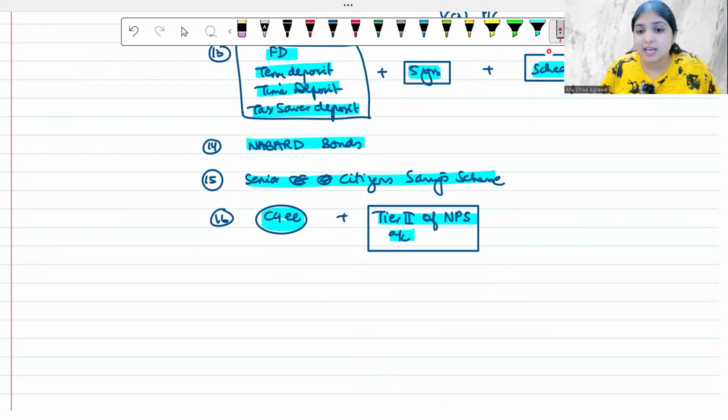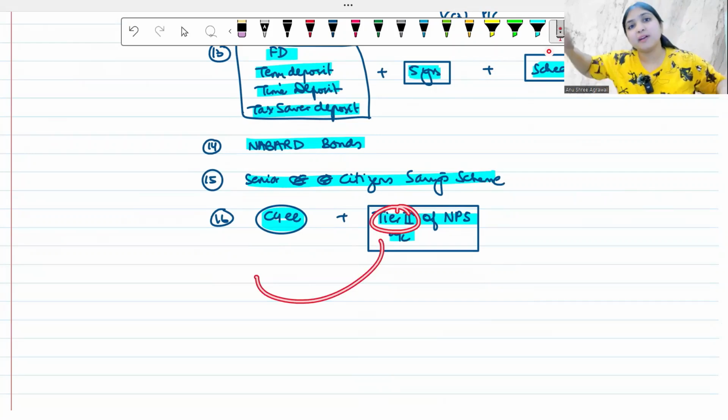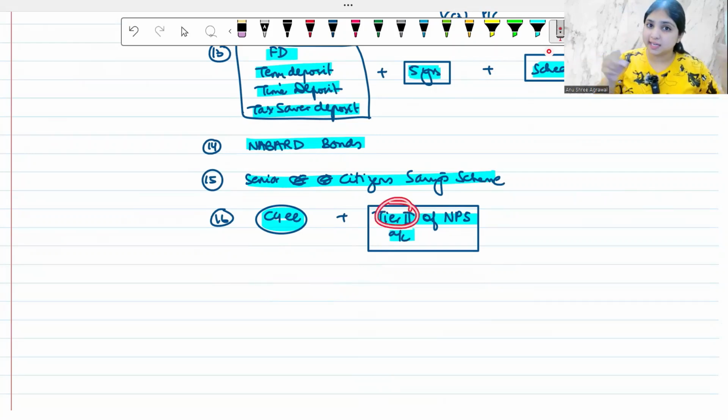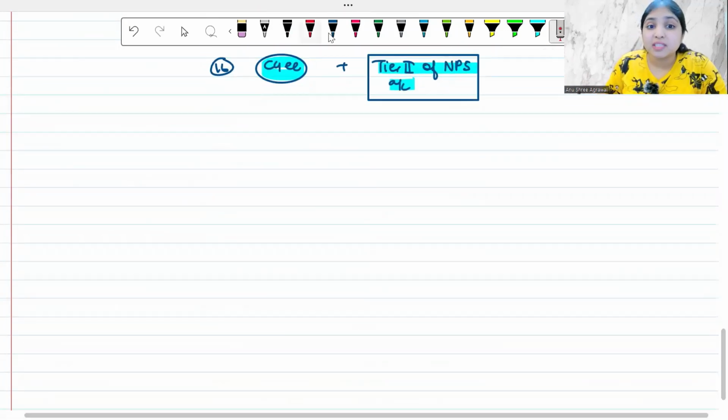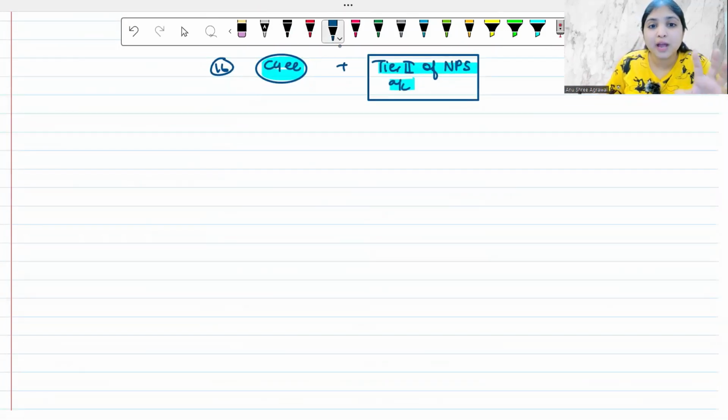See, NPS is National Pension Scheme. This has Tier 1 account and Tier 2 account. The Tier 1 account goes to 80CCD, which we will be discussing a little later. Tier 2 comes under 80C. Tier 1 80CCD, Tier 2 80C, but Tier 2 is only for central government employees. These are your 16 points. Now listen, some important points which you have to understand.